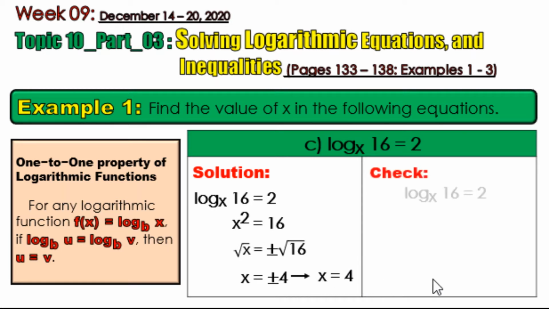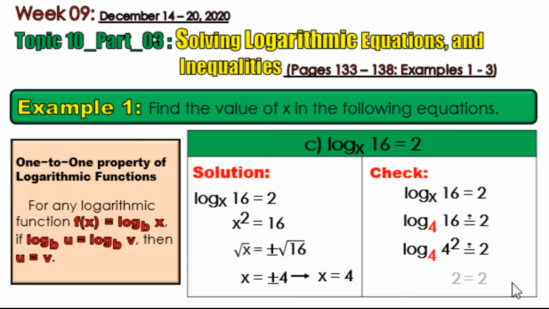So let us check. The logarithm of 16 to the base x is equal to 2. Let us check if it is really 2. By substitution, our x is positive 4. We can express 16 as 4 squared. Then the base is 4 and the base of the argument is 4. Therefore, the value of this expression is 2. So 2 is equal to 2.